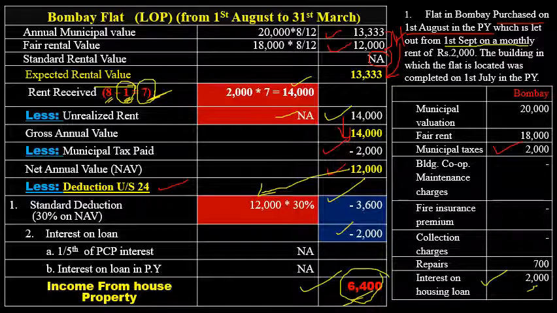In this property, one point you have to note down: the house was owned by SSE from 1st August onwards, and it was let out from 1st September onwards. Means here in the Bombay property, part of the year it was used as let out and part of the year as unoccupied property, and the August month where the house was unoccupied, that month is considered as a vacancy period. So that is the income of the Bombay flat.